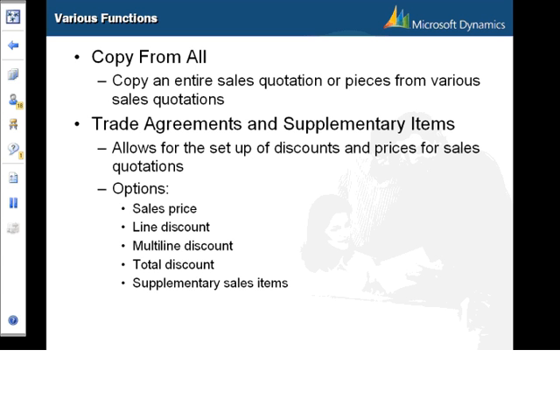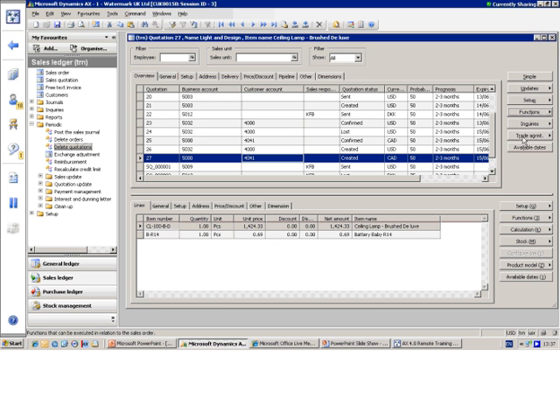The trade agreement functionality is accessed from the trade agreement button on the quotation form. So if I move, I have the trade agreement button form. Another option from the trade agreement button is supplementary sales items. This option displays the supplementary items that have been set up for items relative to the customer on the sales quotation. This functionality works the same as it does for the sales orders.